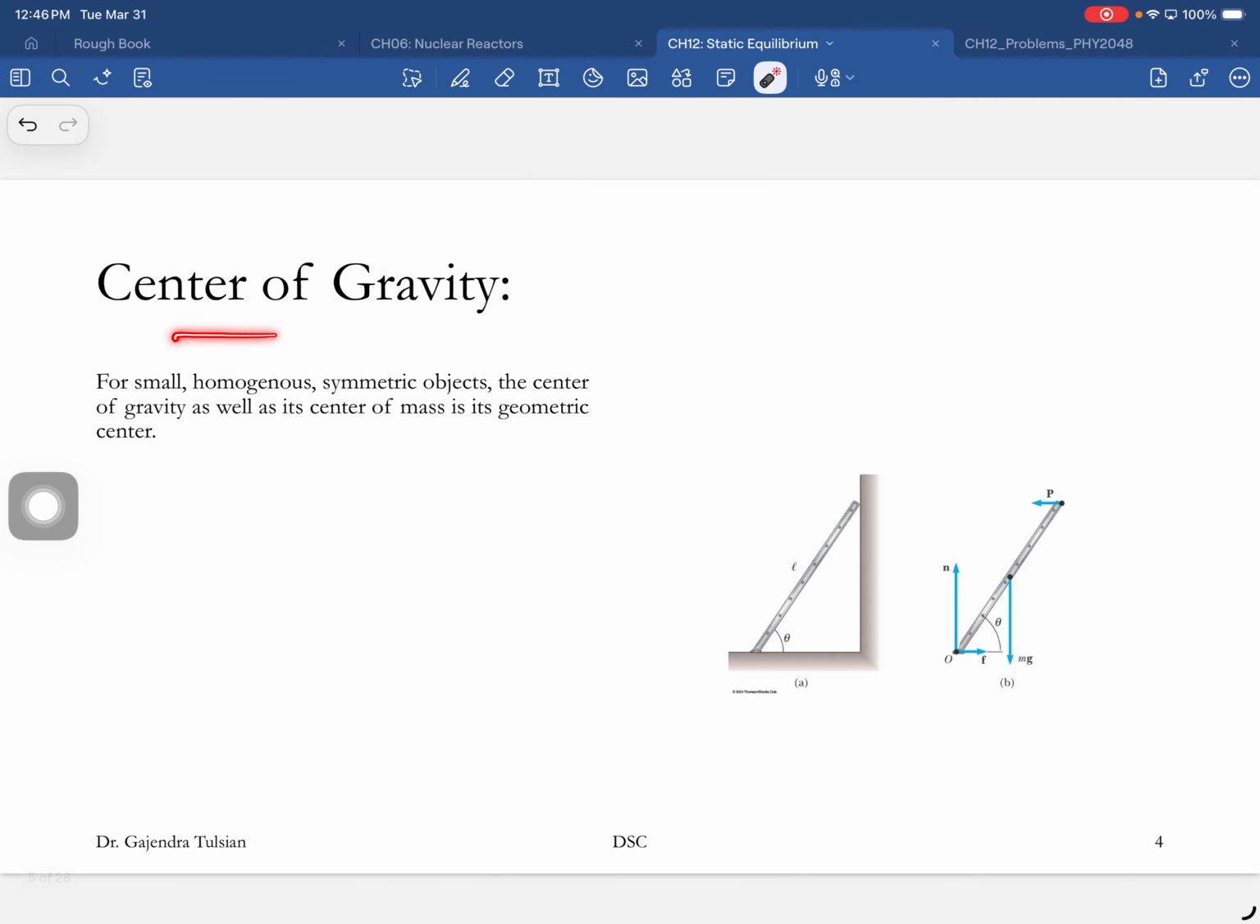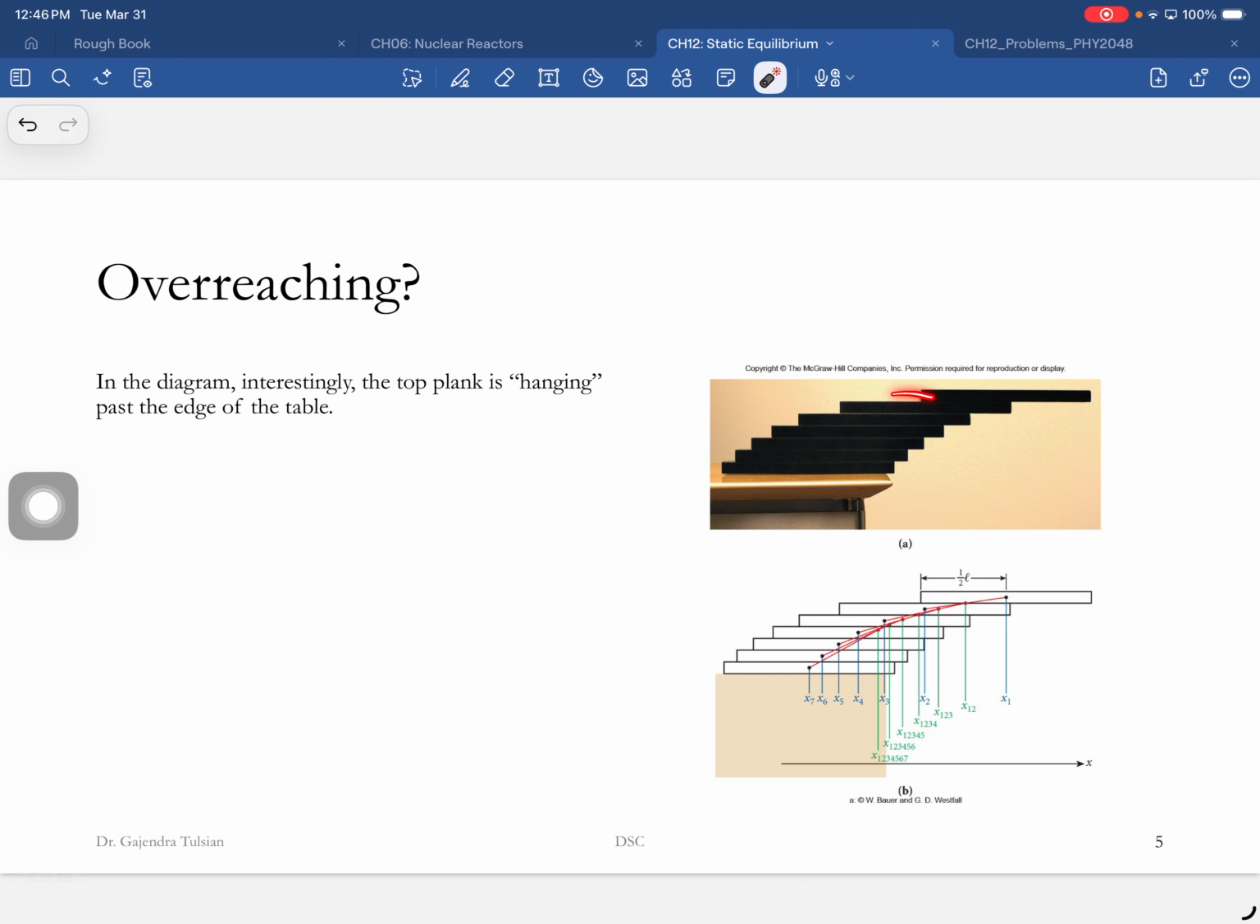Okay, so center of gravity is the point at which the weight of the object acts. For our purposes, we'll take that to be the geometric center. This is just a fun picture. These are all uniform slabs of equal masses, and you can see that this slab is way beyond the edge of this table. You can go home and try doing that with Jenga tiles. So how is this possible?